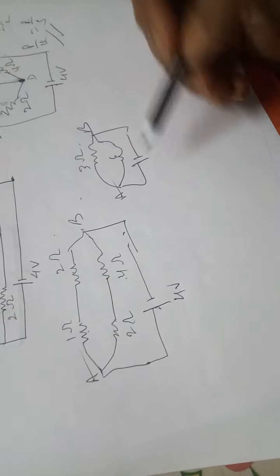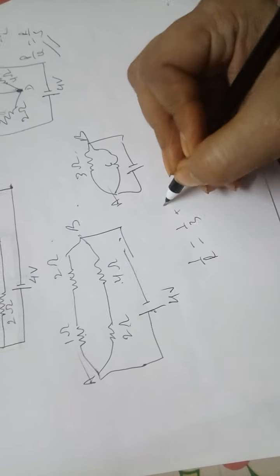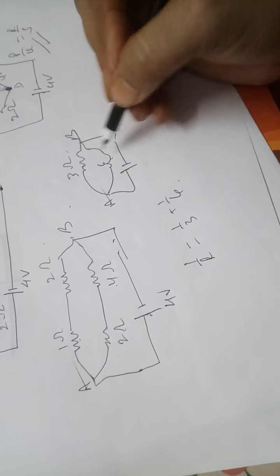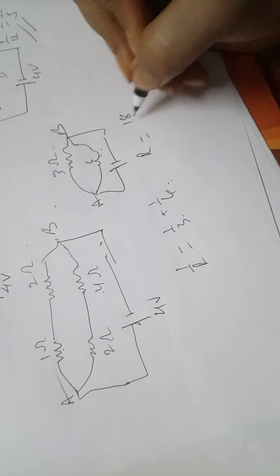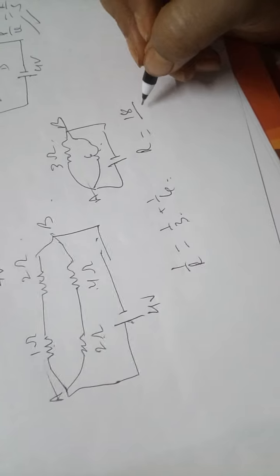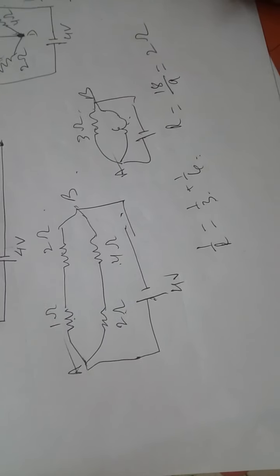Again simplifying it, 1 by R is equal to 1 by 3 plus 1 by 6. They are connected in parallel, so R is equal to 3 times 6, 18, divided by 3 plus 6, 9. So it comes out as 2 ohm. So R we are getting is 2 ohm.